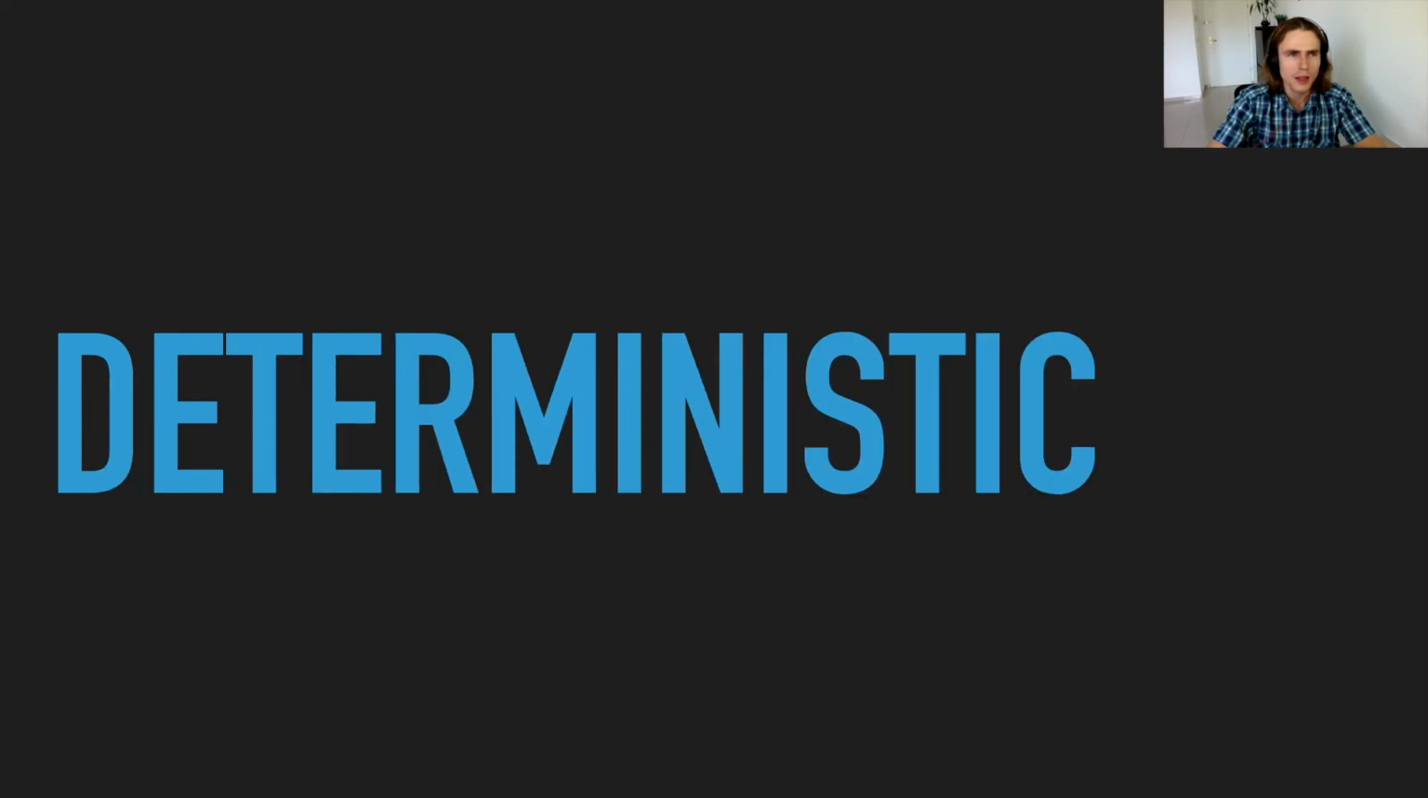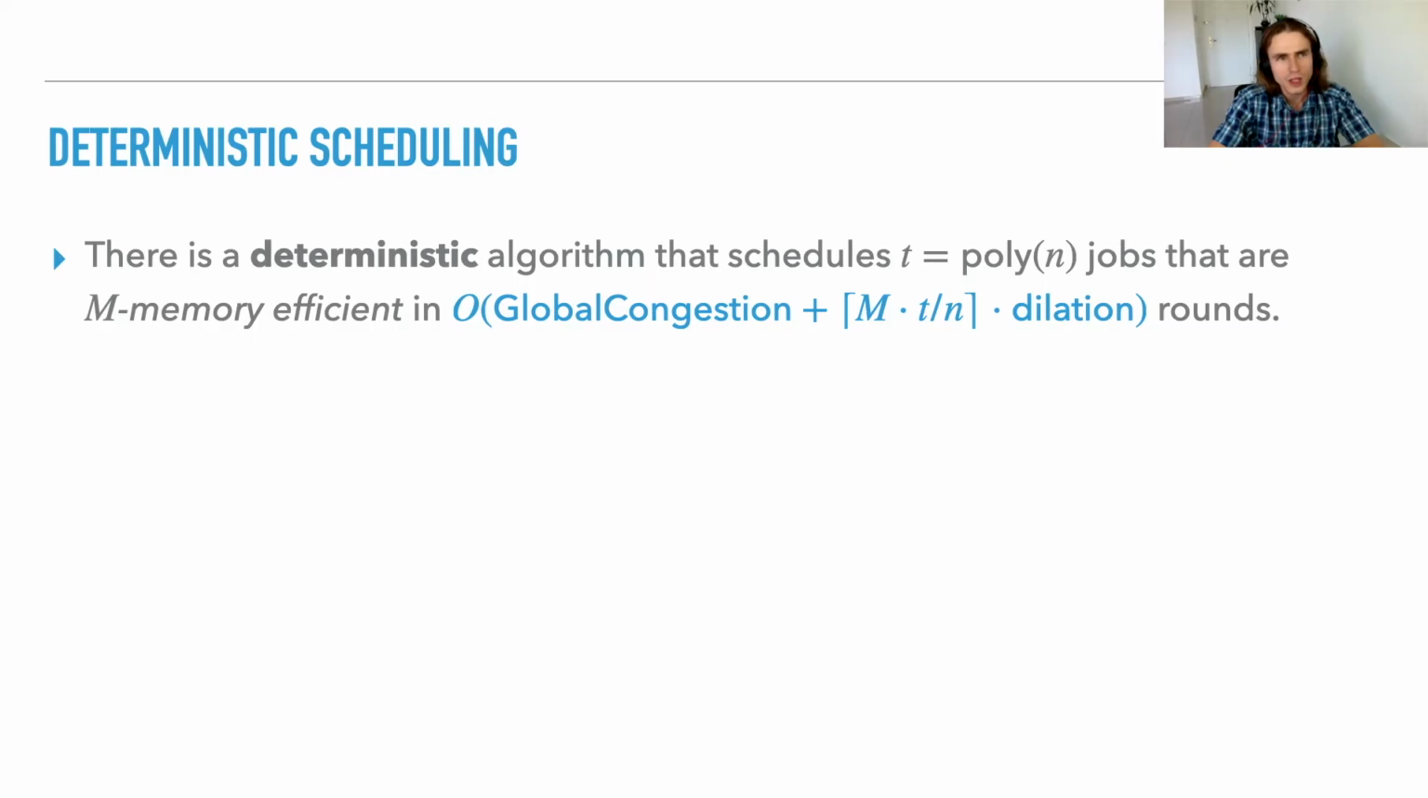Now I will present you with the main scheduling results and give some intuition about how we obtain them. Let us start from our first scheduling algorithm, which is deterministic. In this algorithm, we schedule memory-efficient jobs in close to optimal order of global congestion plus dilation rounds. All our algorithms have a similar high-level structure. They work in epochs of phases, where in each epoch, all jobs move from one round to the next round. Machines simulate nodes and send messages on behalf of those nodes. Job index and node sender and receiver identifiers are a part of the message.